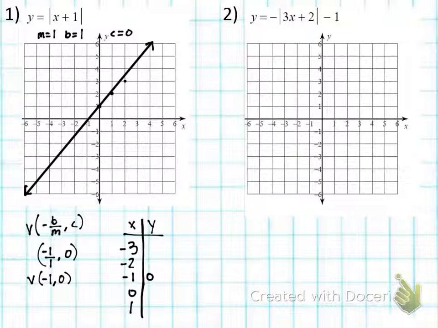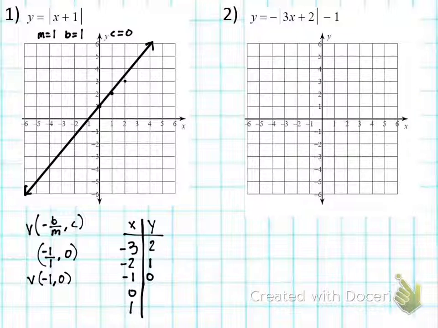So plugging in negative 3. Negative 3 plus 1 is negative 2. Absolute value of negative 2 is 2. Plugging in negative 2. Negative 2 plus 1 is negative 1. What's the absolute value of negative 1? 1. Good.